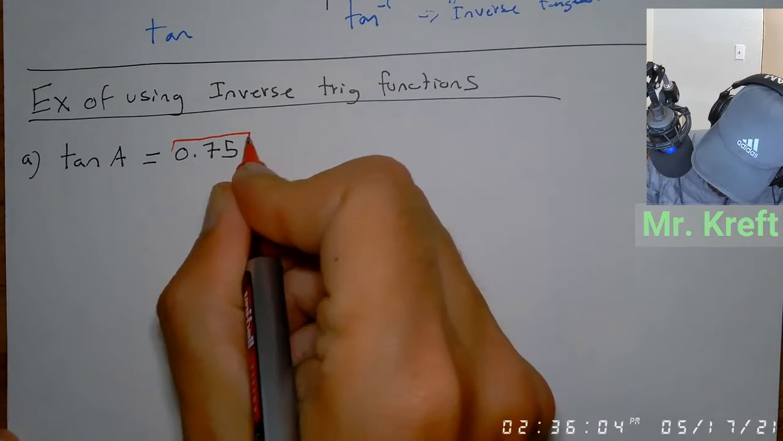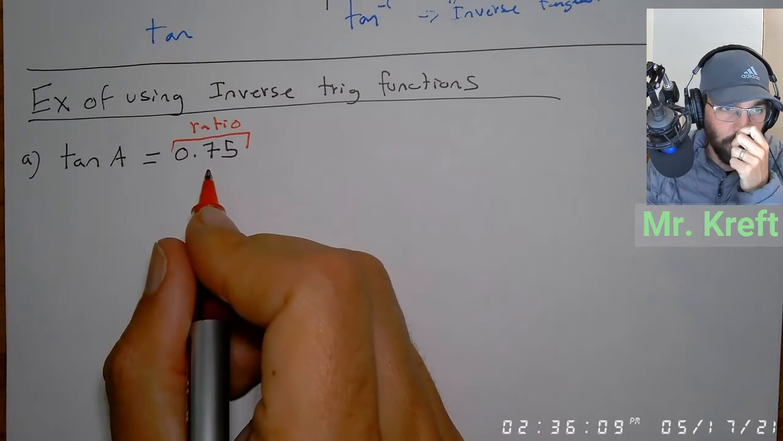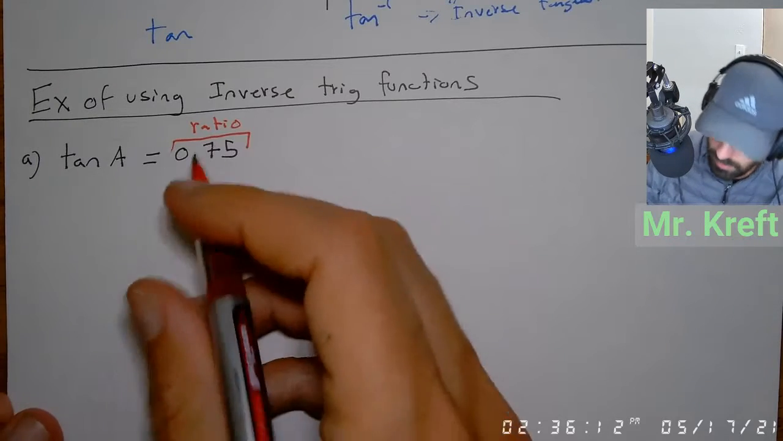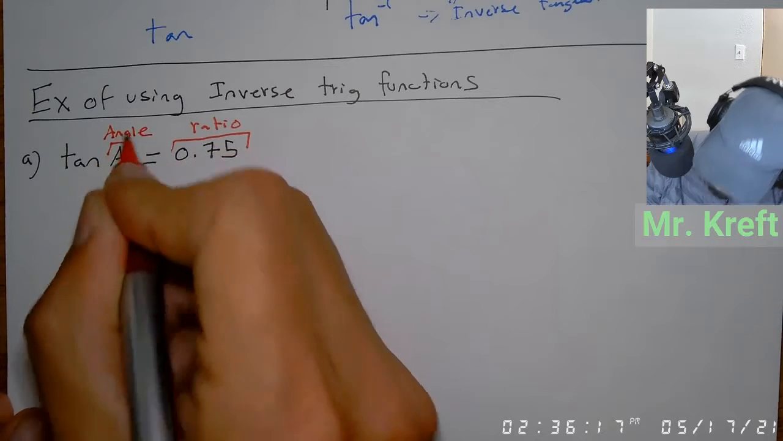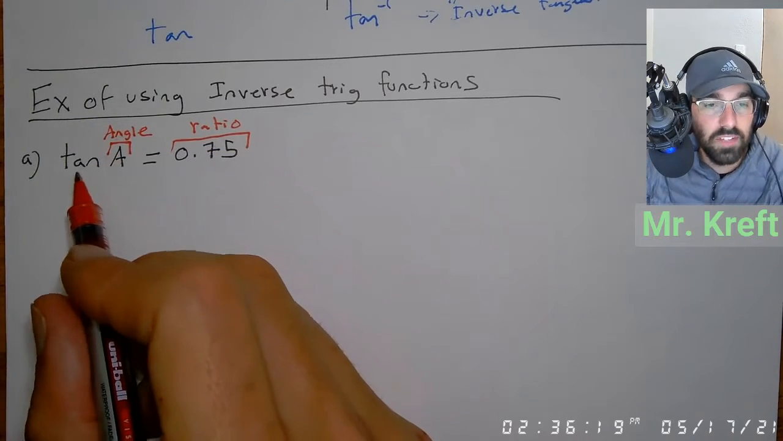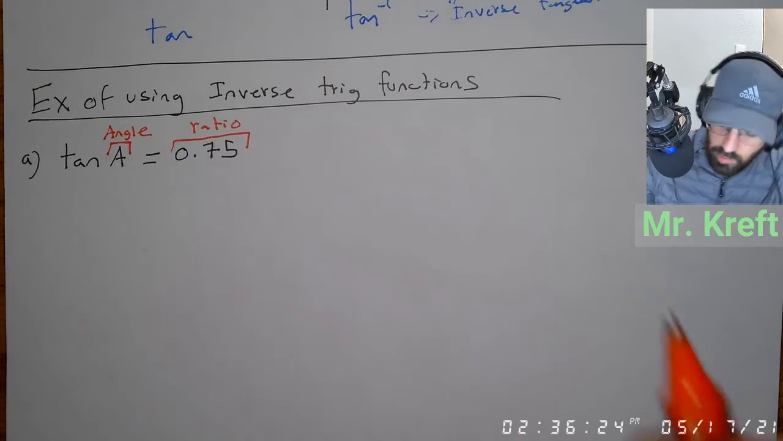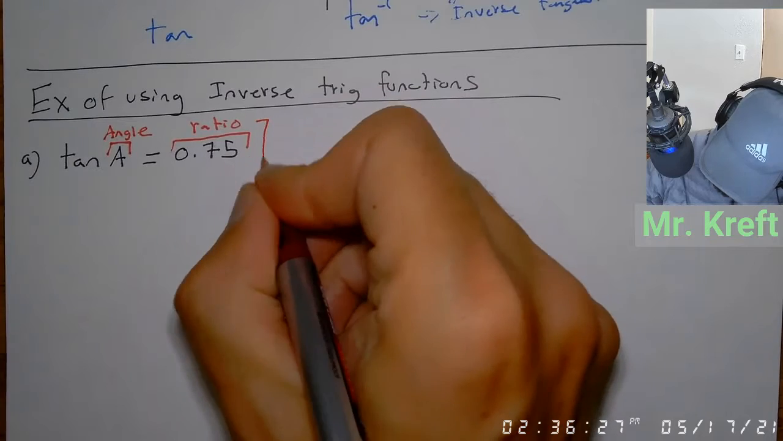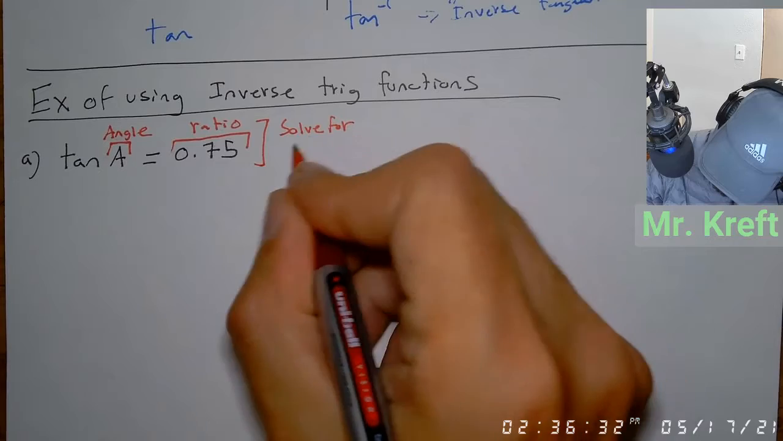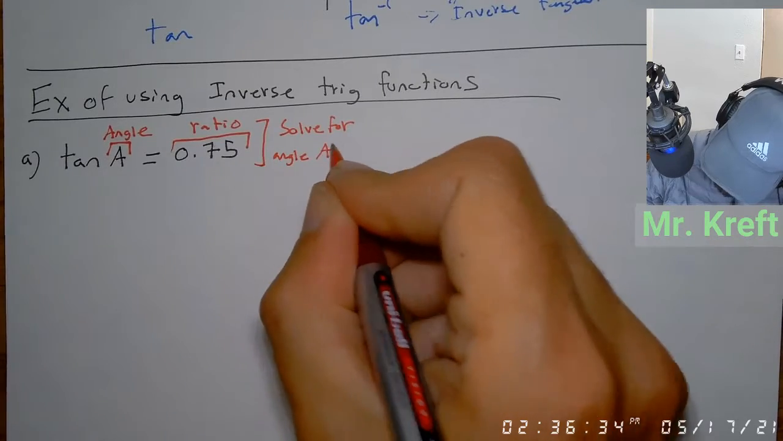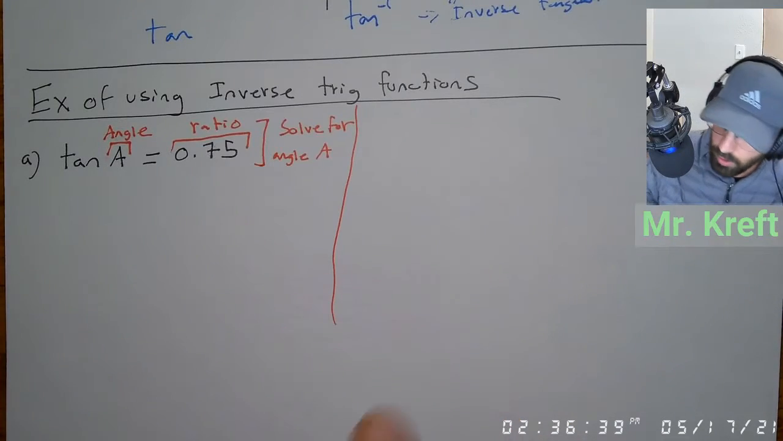This number right here, that's your ratio. That's the ratio of sides, right? The 0.75 is the ratio of sides. And this A here, that's your angle. So we have tangent of an angle equals a ratio of the sides. But what we want to do is solve for angle A.